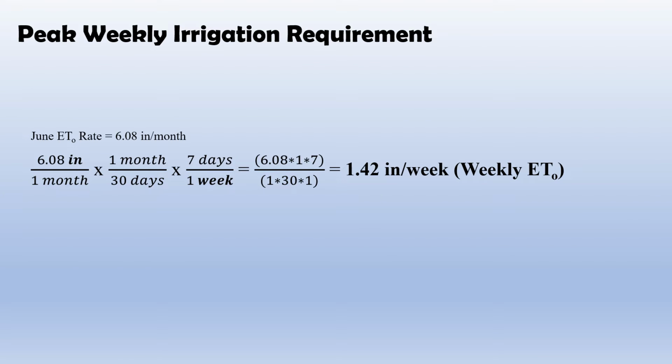So the first step to these calculations is to take the June ET rate of 6.08 and convert that to a weekly figure. We can write this inches per month unit as a fraction. So you have your inches and your month, and then you convert knowing that 1 month equals 30 days. We orient this with month here so that these units will cancel. So your months cancel. Then you go to 7 days in 1 week. Your days cancel. So then you can multiply across, 6.08 times 1 times 7, divided by 1 times 30 times 1, and you find that our peak weekly irrigation requirement will be 1.42 inches of water per week.